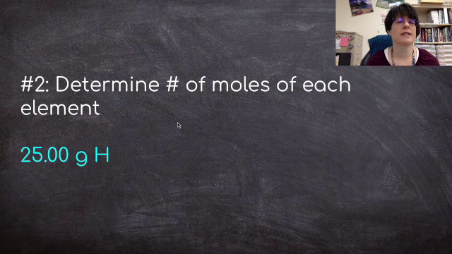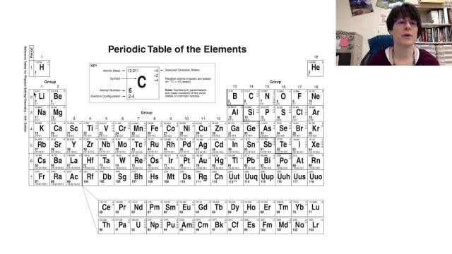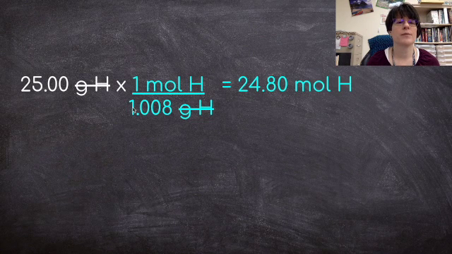We're still at the second step, but we also have to determine the number of moles of hydrogen. So we have 25 grams of hydrogen. Again, we look at our periodic table. Right here is our molar mass, 1.00794. I'm going to round it off to 1.008 grams of hydrogen. That goes on the bottom, so it cancels, and 1 mole goes on the top. When we do the division, we get 24.80 moles of hydrogen.